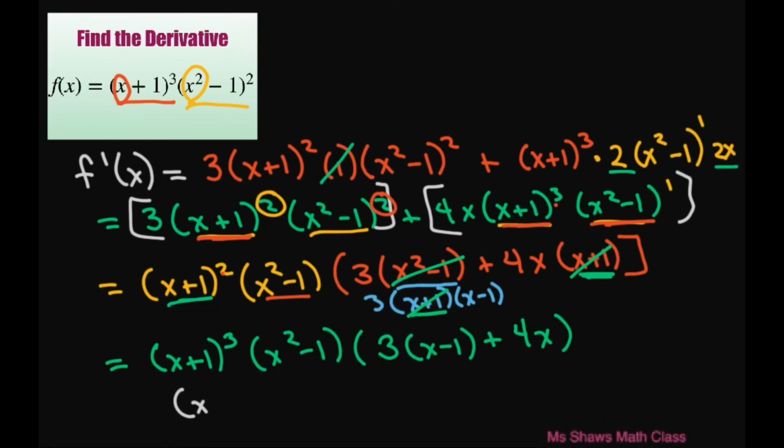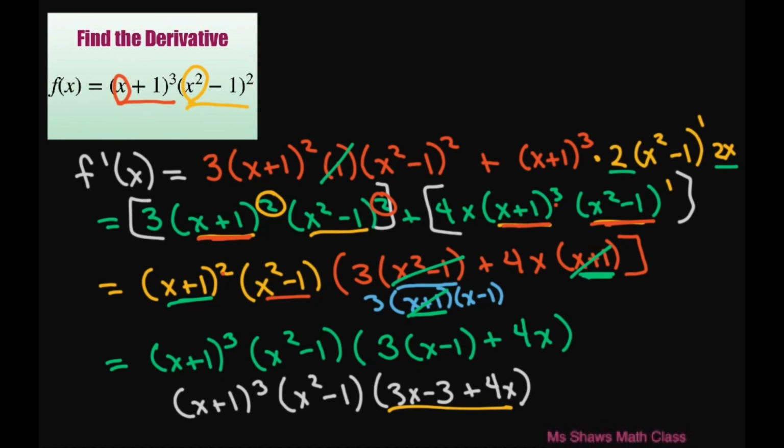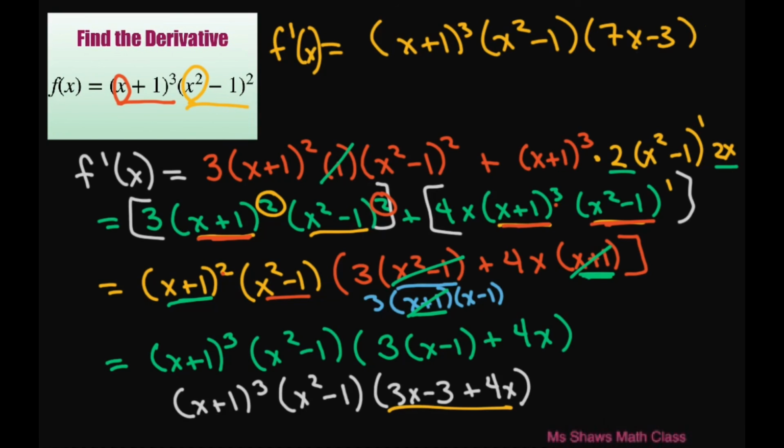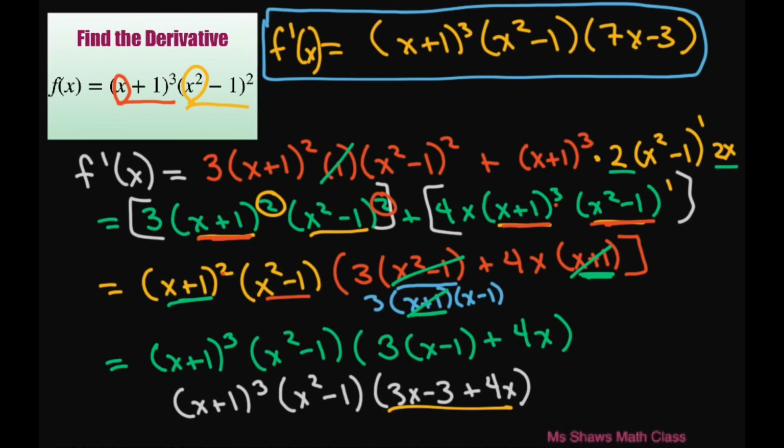We have (x plus 1) cubed times (x squared minus 1), and this is going to be times 3x minus 3 plus 4x. And the only thing you have to do now is simplify that. So your final answer is going to equal f prime of x equals (x plus 1) cubed times (x squared minus 1) times (7x minus 3). And that's it. Thank you. Have a nice day. Bye-bye.